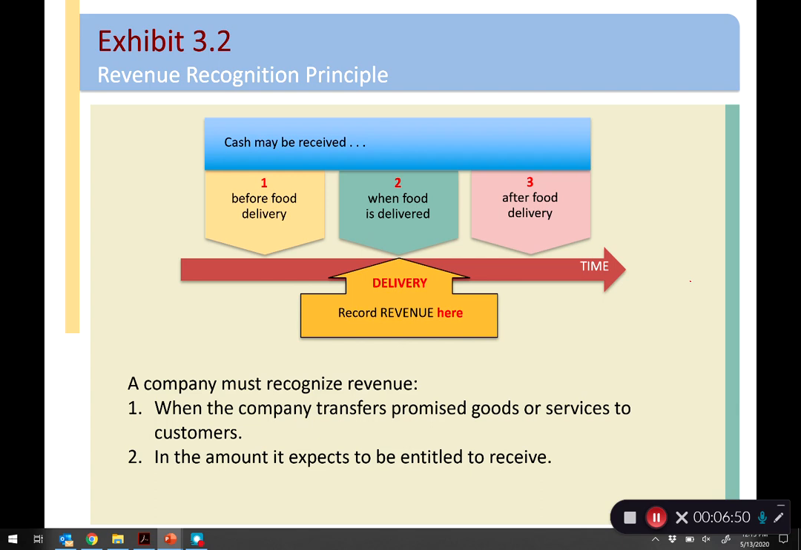So with the revenue recognition principle, when do we record revenue? When it's earned. How do you earn it? By providing the good or service. So we may receive the cash before we make the food delivery. We may receive the cash when we make the food delivery, or after we make the food delivery. But that doesn't matter. When we're determining when to record revenue, the answer is when we deliver the food, because that's how we provide the good or service.